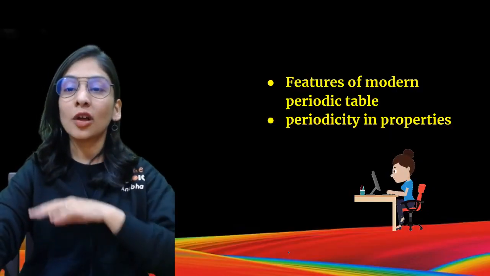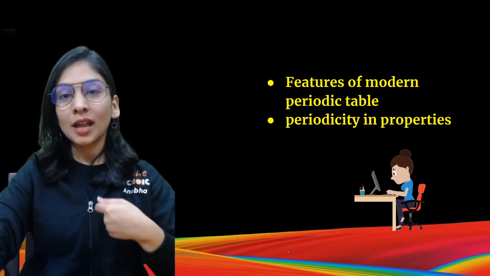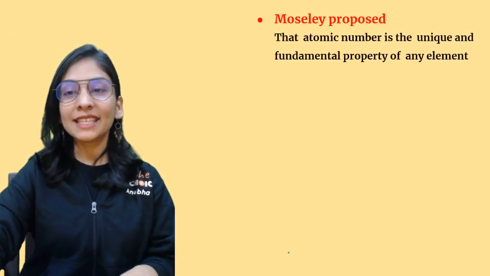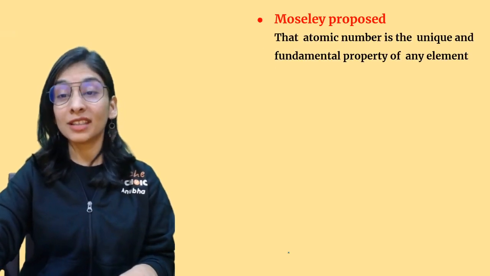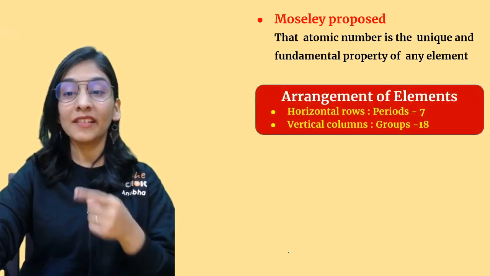So let's talk about all the features of the modern periodic table and the periodicity in properties and trends also, how the properties can change. Okay, everyone. So as I said, Henry Moseley is the one who proposed the concept of atomic number. That's the fundamental property of any element. That's how we should arrange.